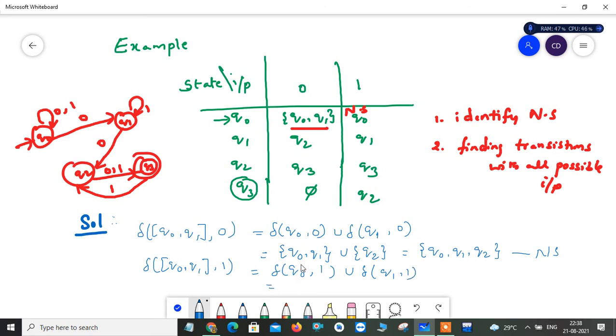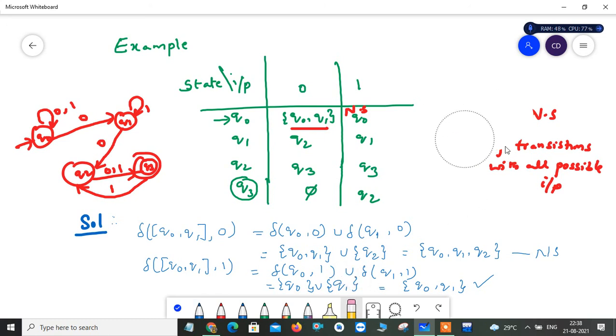Right. So simply, what is Q0 1? It is Q0 itself, union. So what is Q1 1? Q1 1 is nothing but Q1 itself. So after performing the union, you get Q0 Q1. Q0 Q1 is an already existing state. So from this transition we are not finding a new state, and you can repeat step 2 again.